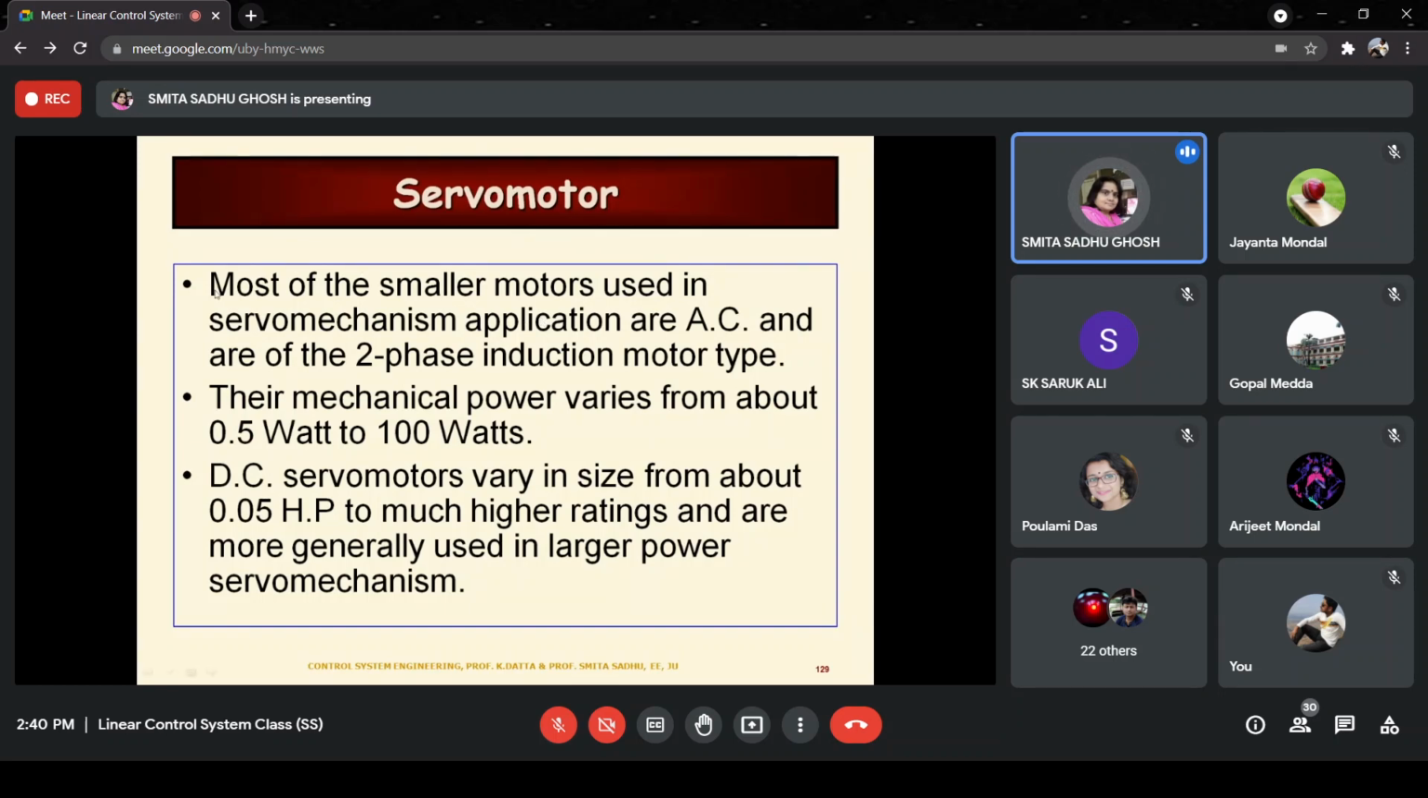Now, most of the smaller motors used in servo mechanism applications are AC and are of the two-phase induction motor type, and their mechanical power varies from, you can see the range written over there, 0.5 watts to 100 watts. However, DC servo motors vary in size. The range of variation is large, meaning the possibilities are large. They may vary in size from 0.05 horsepower to much higher ratings. So when they are used for large power servo mechanisms, DC servo motors are used.